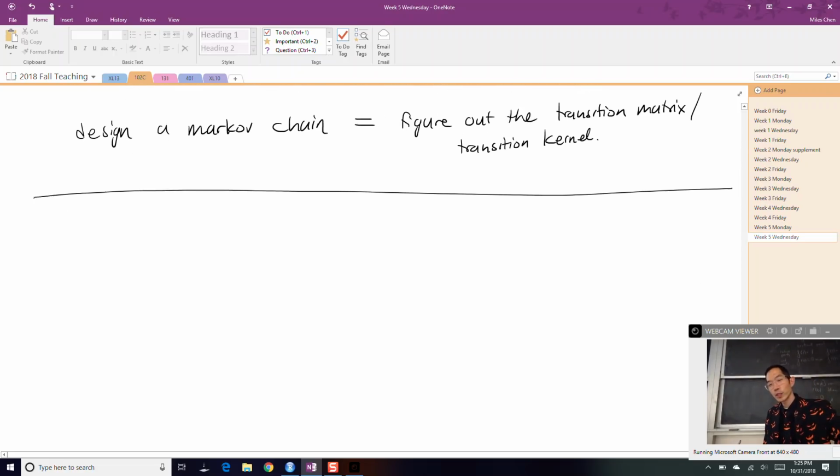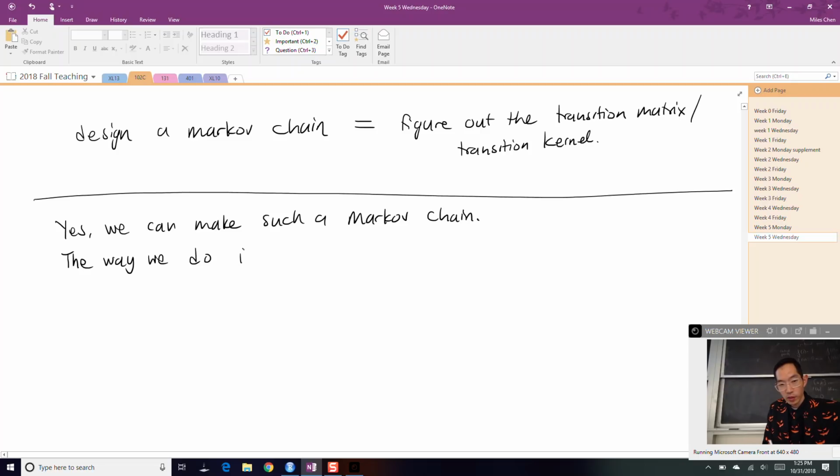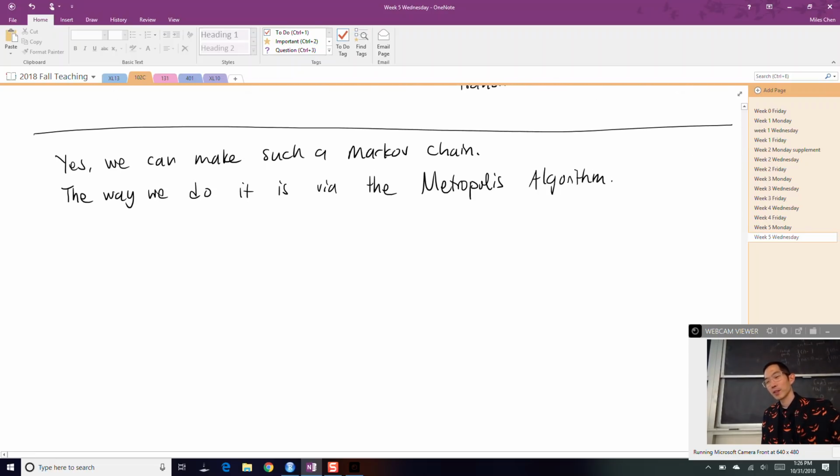The answer comes in the form of what's known as the Metropolis algorithm. So yes, we can make such a Markov chain, and the way we do it is via the Metropolis algorithm. Metropolis is a person's name. The legend is that it was Professor Metropolis's student or someone on his team that actually came up with it, but being academia as it is, the guy in charge gets to stamp his name on the stuff.